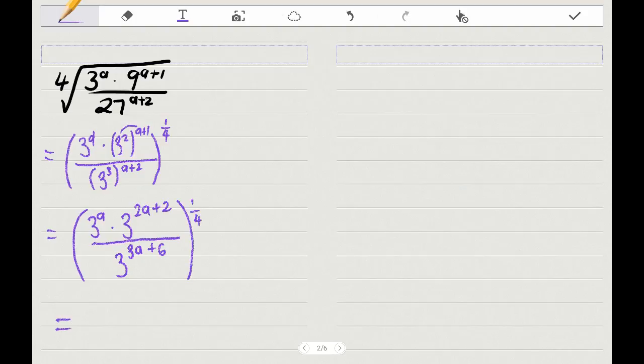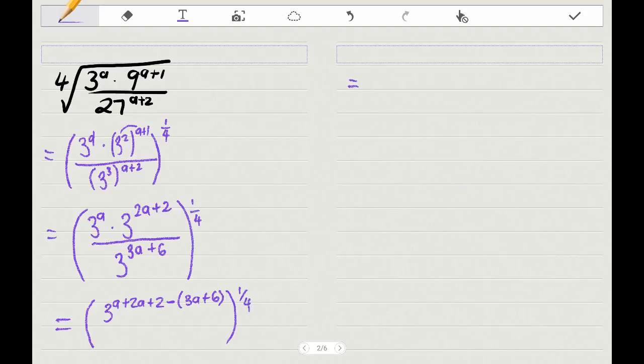Now we're going to group them over the same bases by using our exponent laws. The law is when we're multiplying, we add, so we can add those, plus 2a plus 2. And when we're dividing, we're subtracting. So this is actually minus, and watch, I put the whole thing in brackets because we have to change the sign of both of those. And that's all to the power of a quarter.